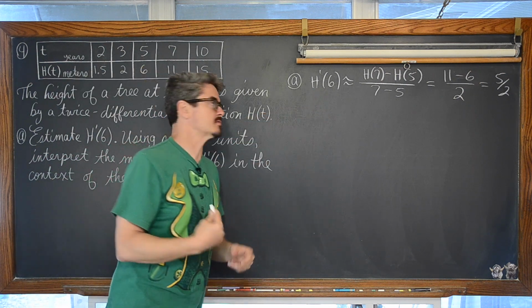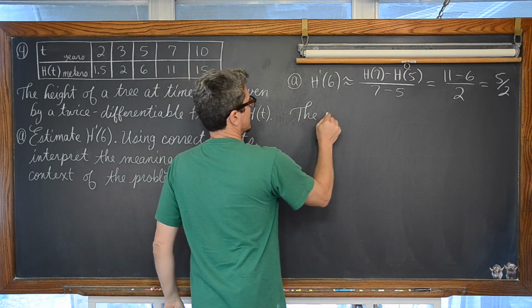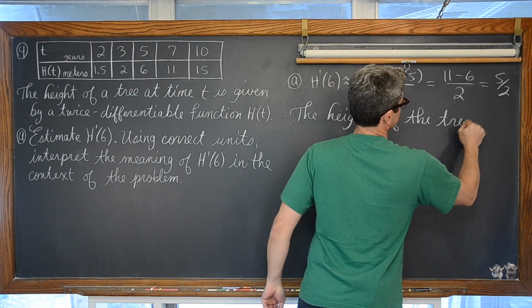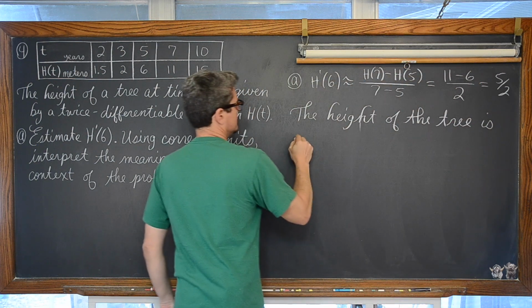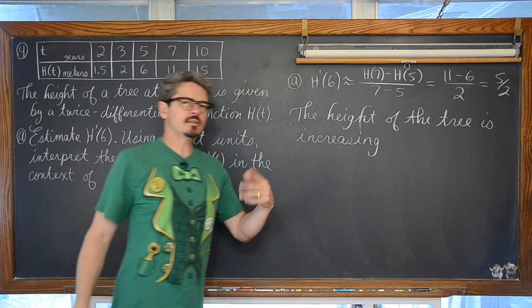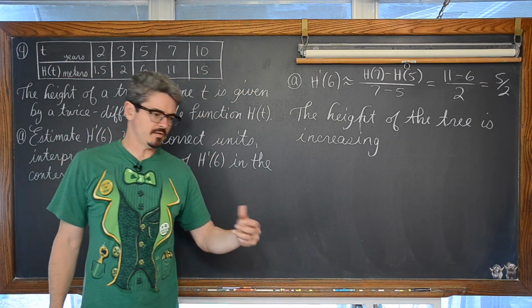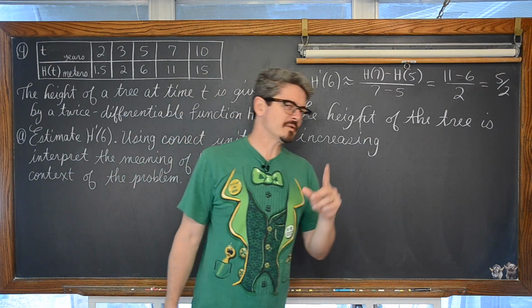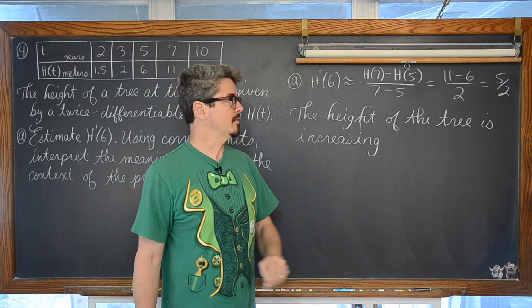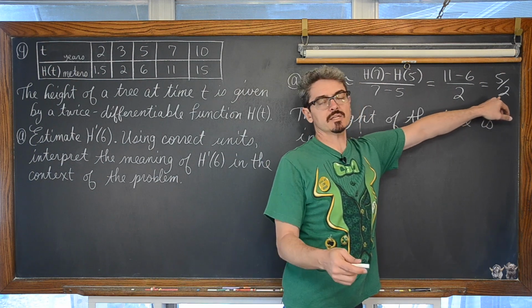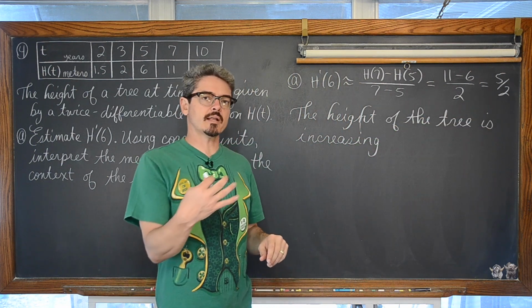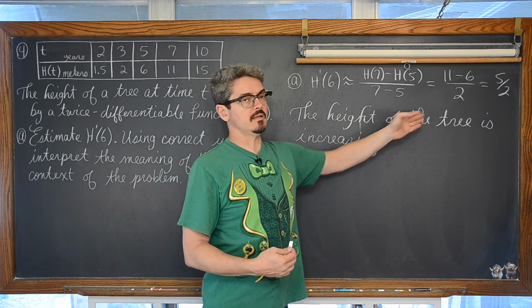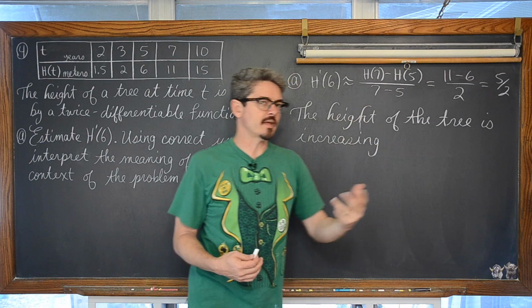H being the height of the tree. So the height of the tree is increasing. Now I'm saying increasing. You can use the words increasing and decreasing. And actually it's a little bit safer if I just say it's changing, because if my slope is negative and I recognize that as a decreasing rate, then I would have to say that it's decreasing at the rate and sort of drop that negative sign.